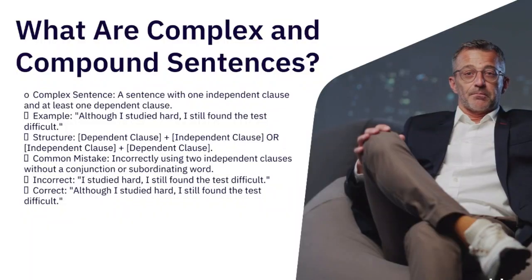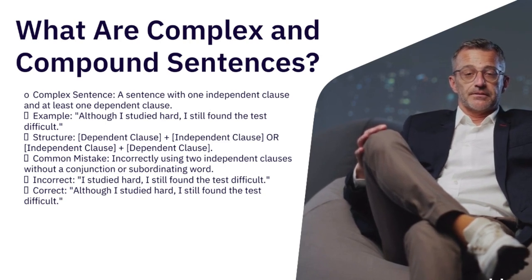What are complex and compound sentences? Complex sentence: a sentence with one independent clause and at least one dependent clause. Example: although I studied hard, I still found the test difficult. Structure: dependent clause plus independent clause, or independent clause plus dependent clause.